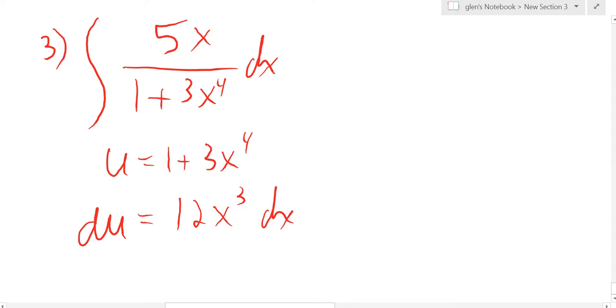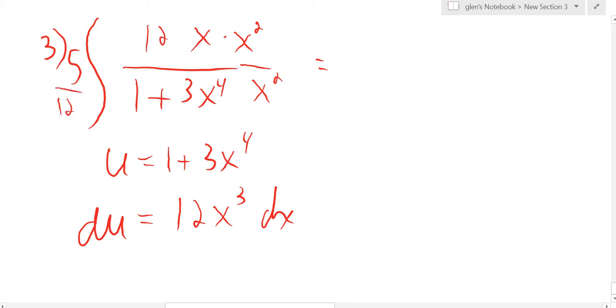Now, I have an x up top, but I need an x cubed up top. The number doesn't matter. There's a 5 there. I could put a 12 in there if I want. But I don't have an x cubed. So I could do one of two things. I could multiply by x squared up here to make that an x cubed. But then I'd also have to divide by x squared. Does that make sense? And then we're going to have this x squared lying around. So let's go ahead and do that. We can move this 5 out here, and we can put a 12 in there, and then we can divide it by 12.